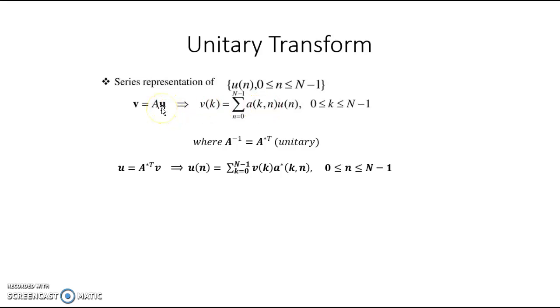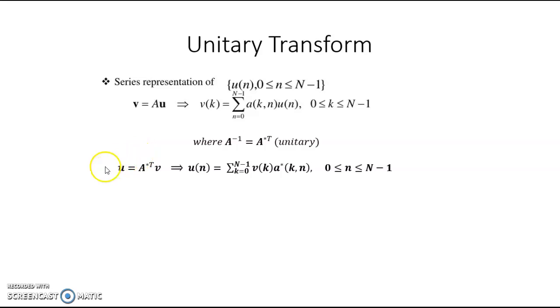So A is a basis function, and in the case of a unitary transform, this A will be a unitary matrix. A unitary matrix means the inverse of the matrix is the same as its conjugate transpose. So here A inverse will be the same as A conjugate transpose. So this gives v, that is the transform coefficients v.